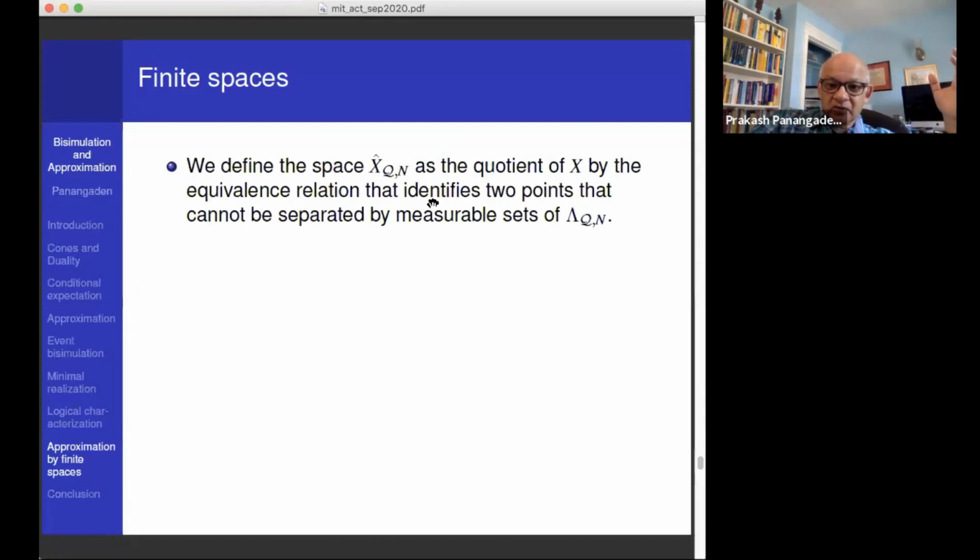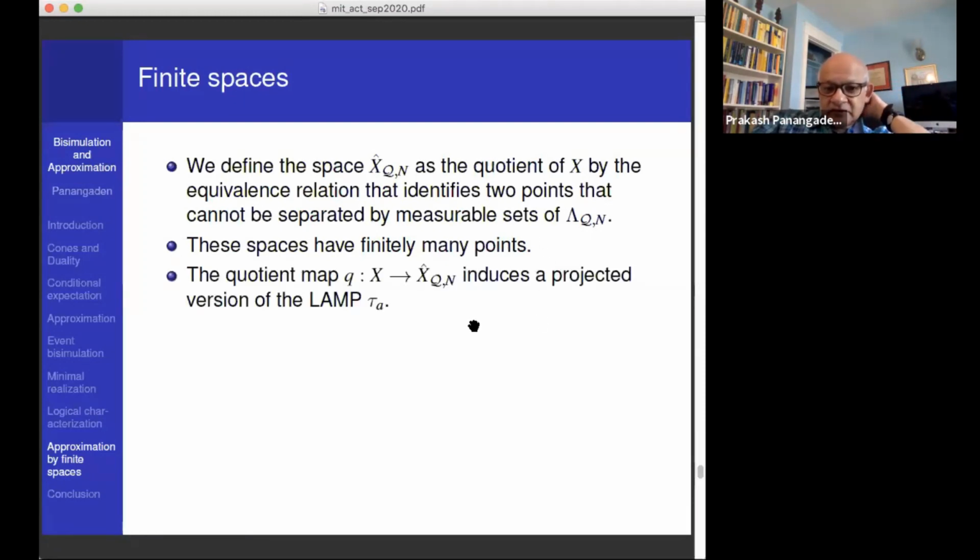So we can quotient the space X by the equivalence relation that identifies two points that cannot be separated by measurable sets. So if you want the point set version of it, this is what it is. But again, it's really being mediated by the sigma algebra. Now, these sets are going to have finitely many points, these quotient sets. So the quotient map induces a projected version of the LAMP, the labeled abstract Markov process tau.